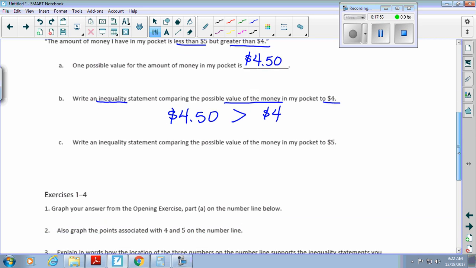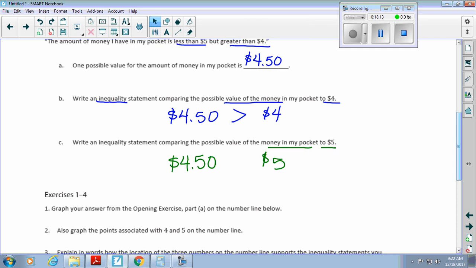Now we need to write an inequality statement comparing the possible value of the money in my pocket to $5. So the money in my pocket is $4.50. I need to compare that to $5. So on your paper, go ahead and write that. I'm going to pause the video while I check. All right, so as we read this left to right, it should say $4.50 is, everybody? Less than. Very good. $5. So $4.50 is less than $5.